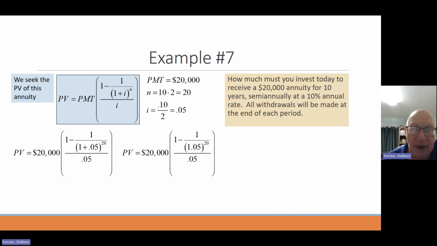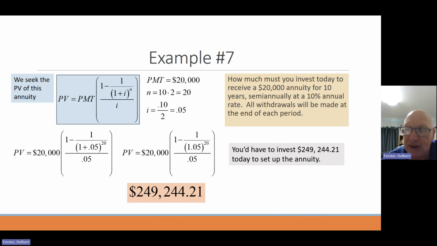So there again, I did a really good job adding 1 and 0.05. I know you're thrilled. All right, straight plug in. You'd have to invest $249,244.21. And that would enable you to pull 20 grand out every 6 months for a span of 10 years. So you found your present value. That's what you'd have to invest.